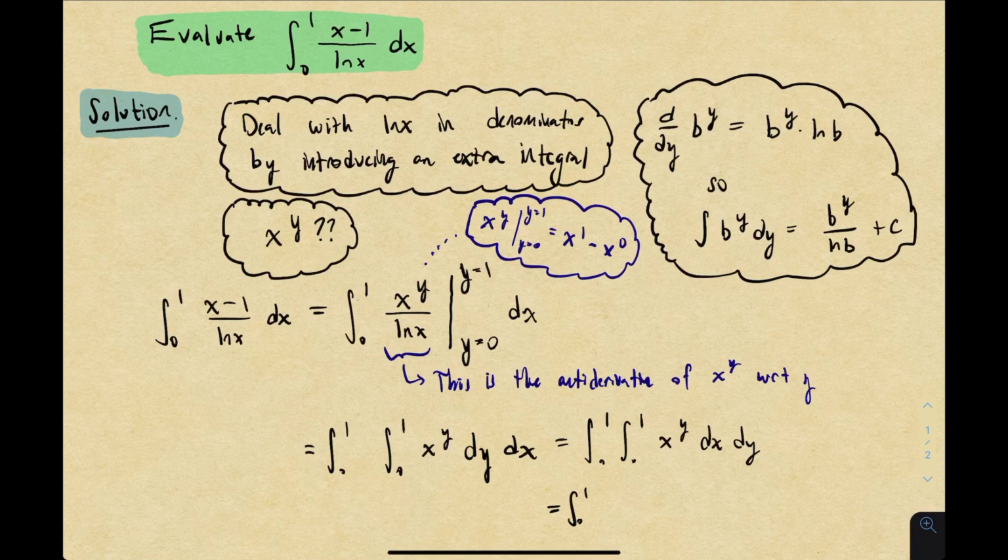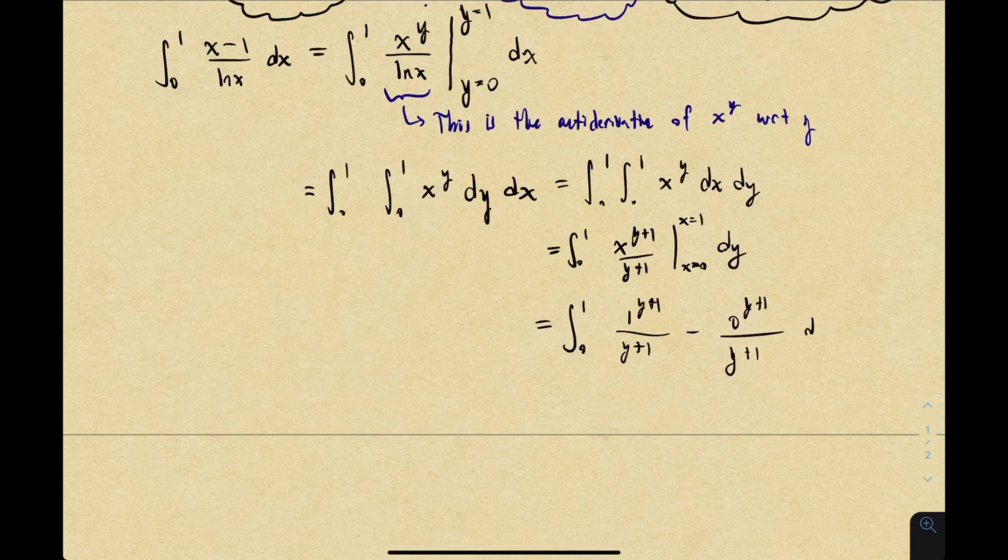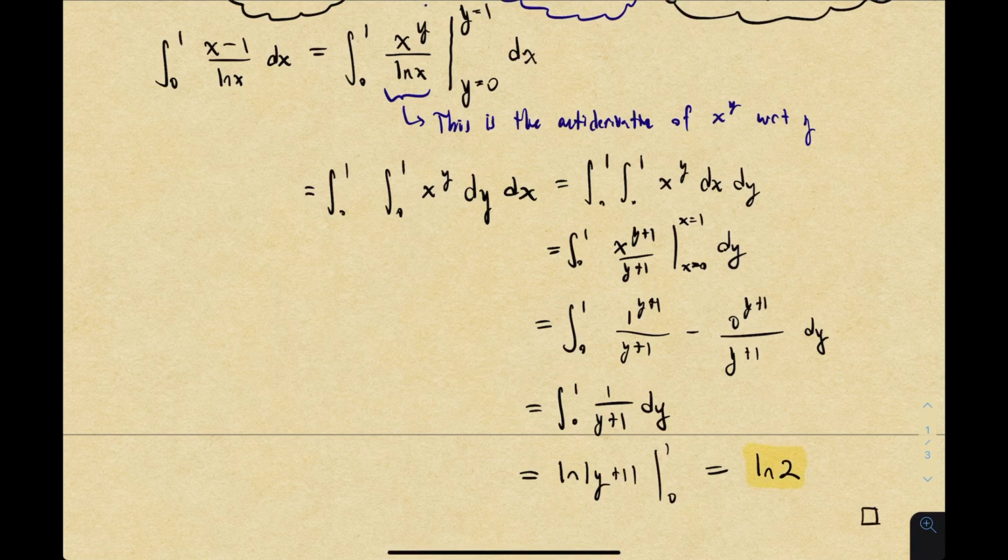Now that we're integrating with respect to x first on the inside, I treat this as a power rule problem. The power rule tells me increase the power by 1, divide by the new power. So after evaluating the antiderivative at x equals 1 and x equals 0, I pick up a term like this. 0 to the y plus 1 is just 0, so this whole term goes away. And then 1 to the y plus 1 is 1, so this term just turns into 1 over y plus 1. And we're in the home stretch. The antiderivative here is log of y plus 1. Plug in our bounds. Log of 1 is 0, so that term goes away, and we're left with natural log of 2. And we win.